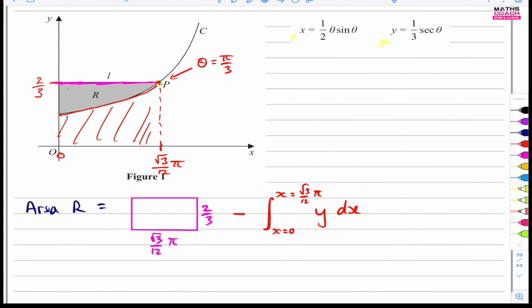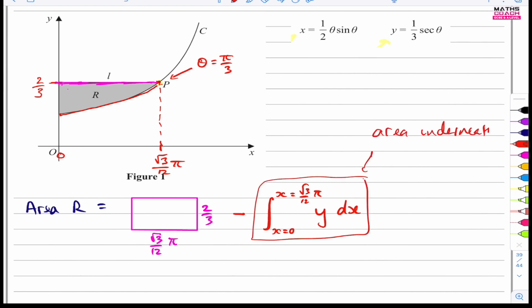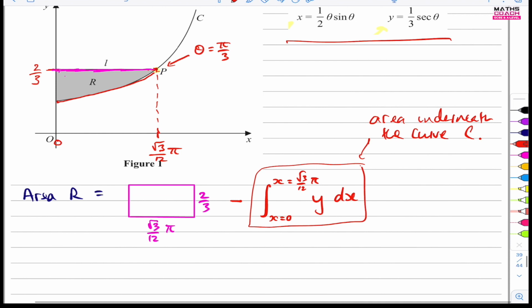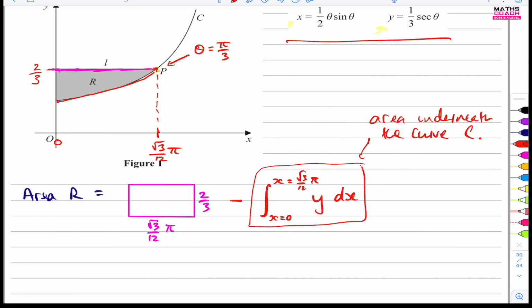So that's how you would initially write down the area of region R: the area of a rectangle minus the area underneath the curve, expressed in Cartesian form for now. So this bit here is the area underneath the curve C given in Cartesian form. And as the equation of curve C is given parametrically, we're going to have to adjust the integration and use the parametric integration form. So to do that, let's just work out the area of our rectangle first.